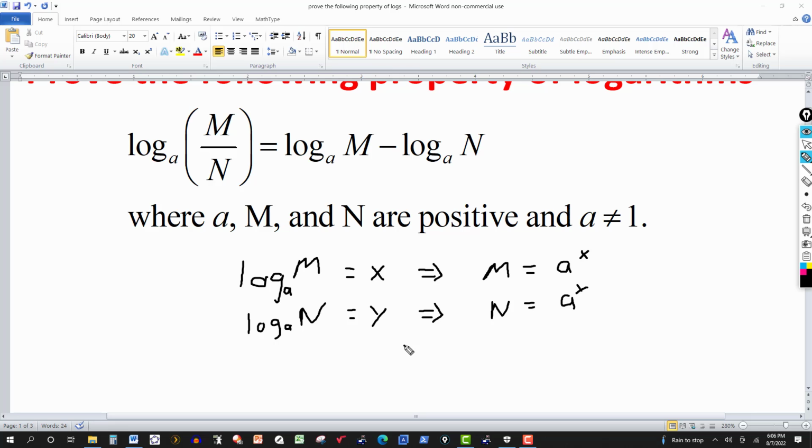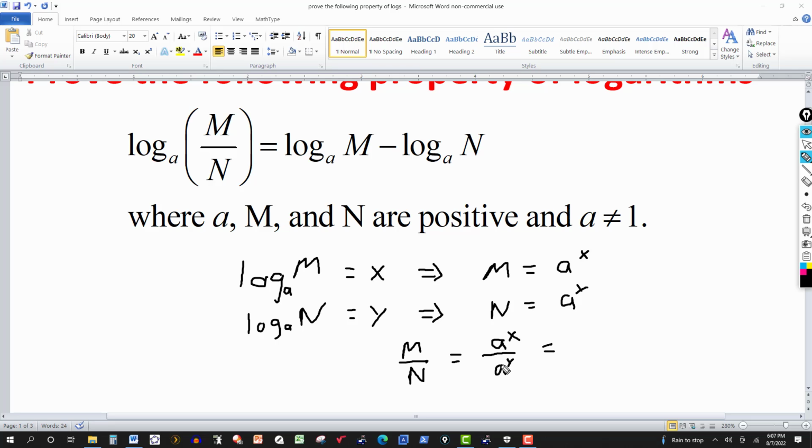So then let's look at m over n. What is that equal to? M over n. By the substitution we made, m is the same thing as a to the x. I'll put this in the numerator. And n is equal to a to the y. So let's look at this right side. A to the x over a to the y.